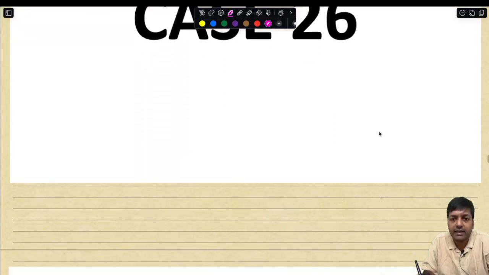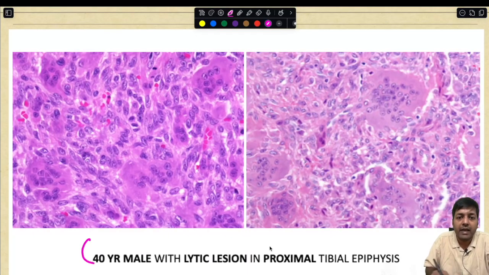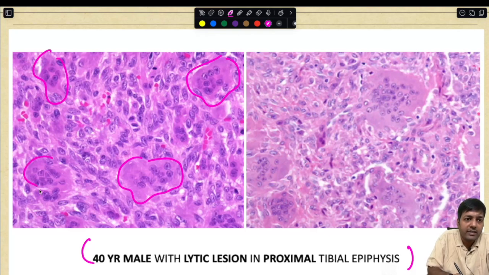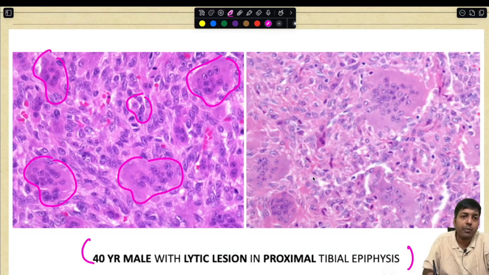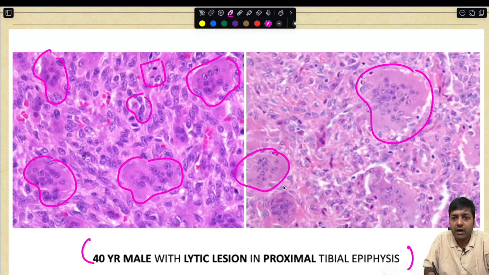Case number 26: you see a 40-year male with a lytic lesion in the proximal tibial epiphysis. So what do you see over here? Sections from this tissue show multiple multinucleated osteoclast-like giant cells. In between you can see these stromal cells with pale eosinophilic cytoplasm and rounded to oval nuclei. The nucleus is bland, and you can also see areas of mitotic activity, but no necrosis as such can be appreciated. So these are the osteoclastic multinucleated giant cells.